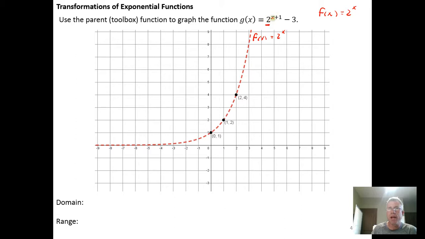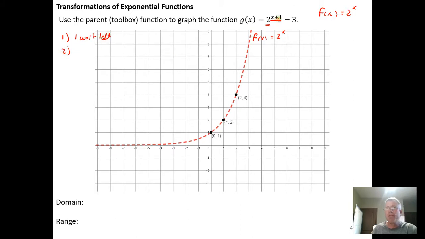So to graph this, I just want to list the transformations. So remember, first we look at what are the horizontal transformations. And to look at horizontal transformations, we ask the question, is anything being added or subtracted from the x, from the input variable? And yes, 1 is being added to x. So this is going to take the graph of the toolbox function and move it 1 unit to the left. So we're going to move 1 unit left.